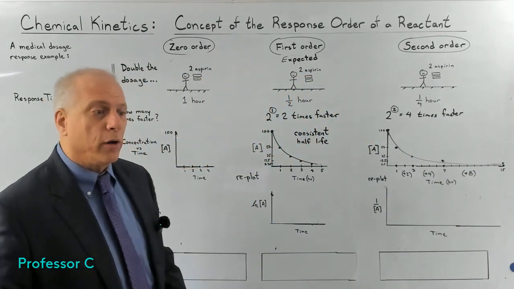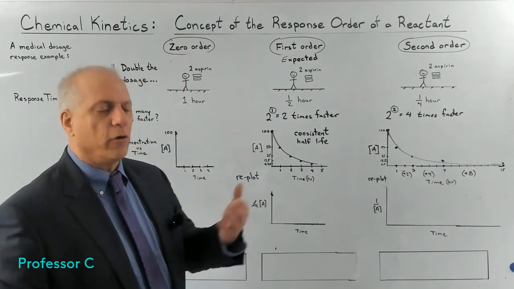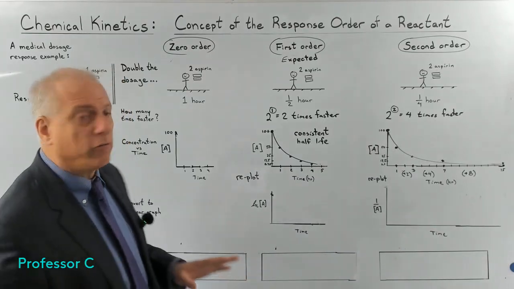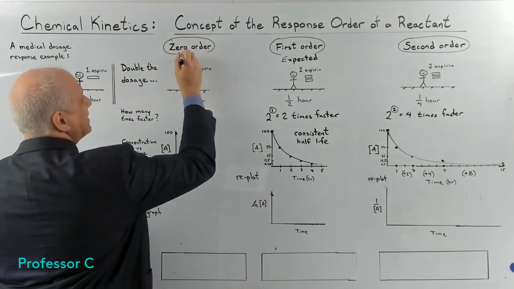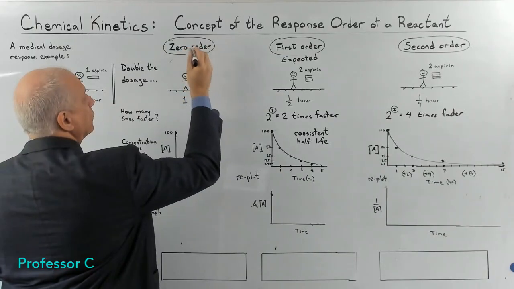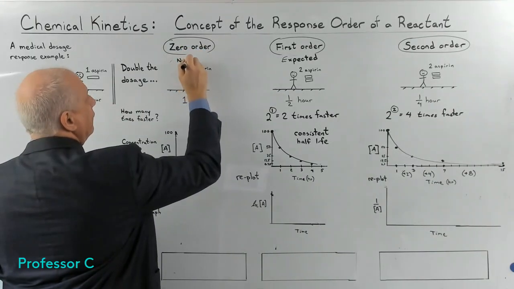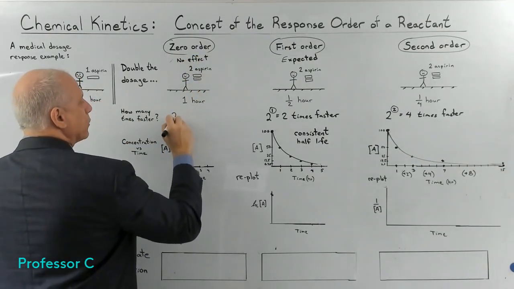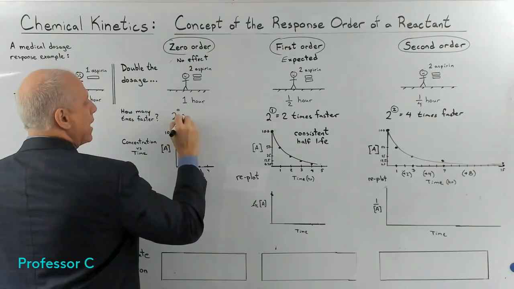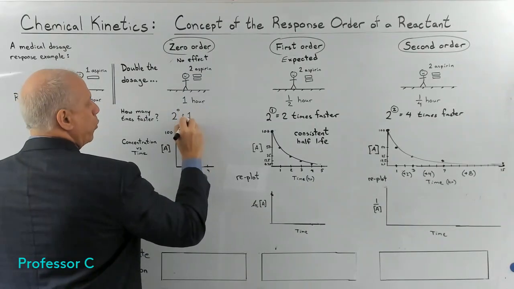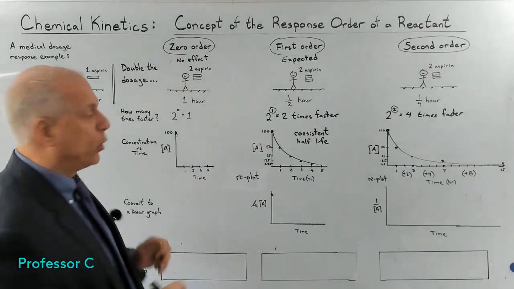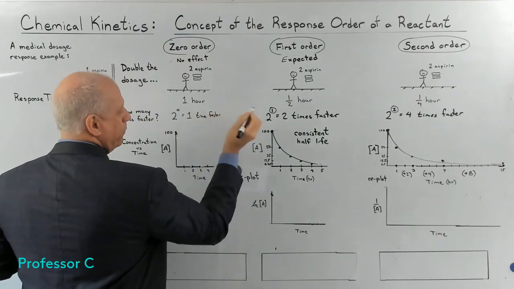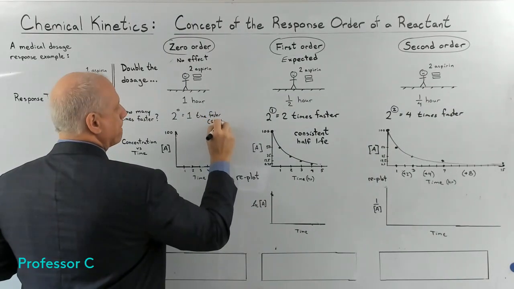Now, there are cases where you introduce extra medication or increase the concentration of a reactant, and there is no effect on the reaction rate. That would be an example of a zero order response. No effect. How many times faster? This occurs 2 to the 0 times faster. Any number raised to the 0 power is 1, or in other words, 1 time faster, which basically means it's the same speed or the same rate.